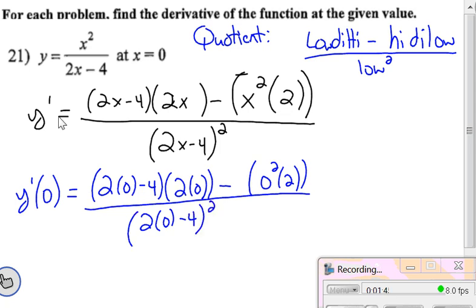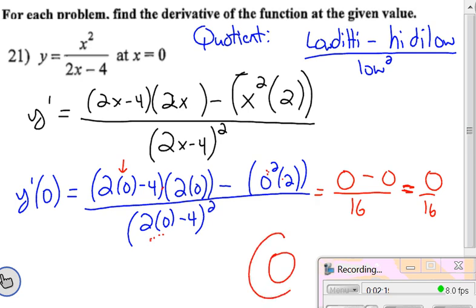And what do we get when we do that? On the top, 2 times 0 is 0, take away 4 is negative 4, but then you multiply it by 2 times 0, which is 0. So this is all 0 minus 0 squared times 2, which is still 0. So on the top, I have 0. On the bottom, 2 times 0 is 0, take away 4 is negative 4, and negative 4 squared is 16. So 0 over 16 is 0. That's our final answer.